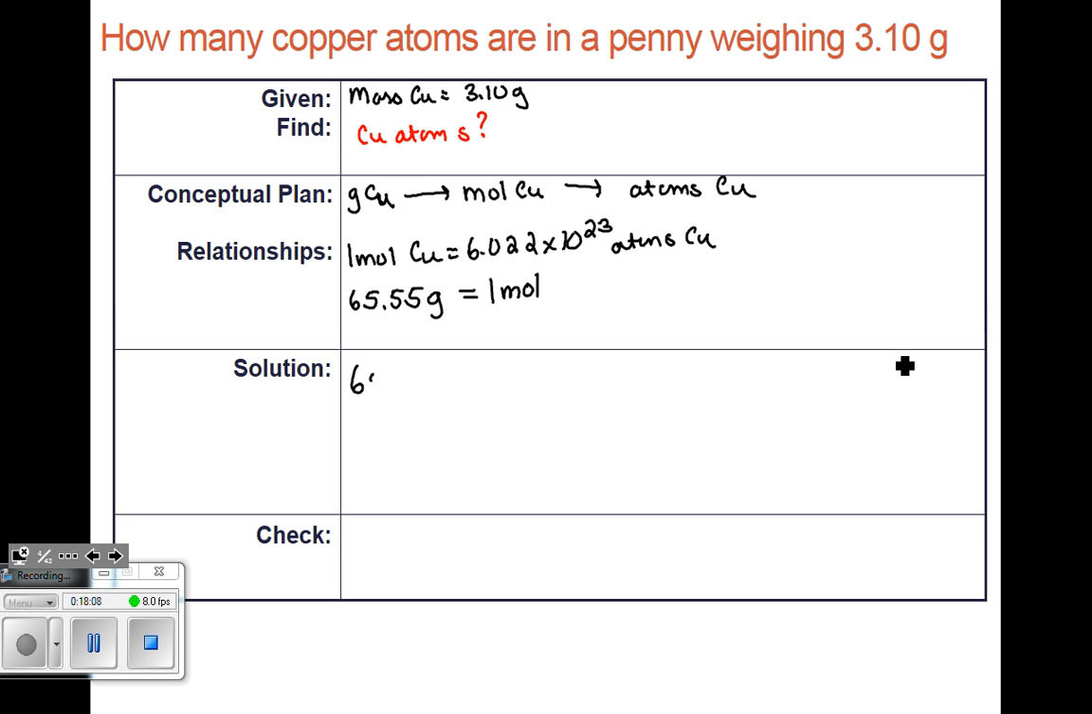So our solution, we're starting with our mass of copper, 3.10 grams. What's going to be on the bottom? 65.55 grams. And on the top is going to be our 1 mole of copper.